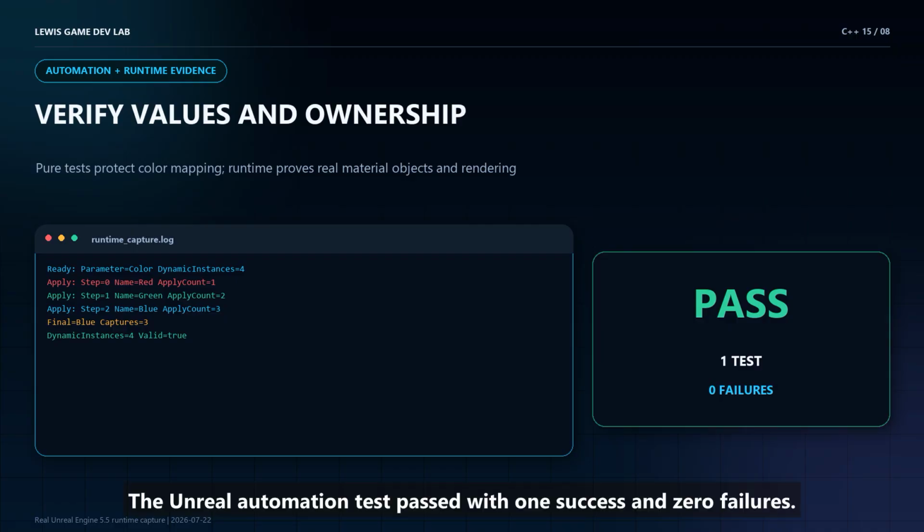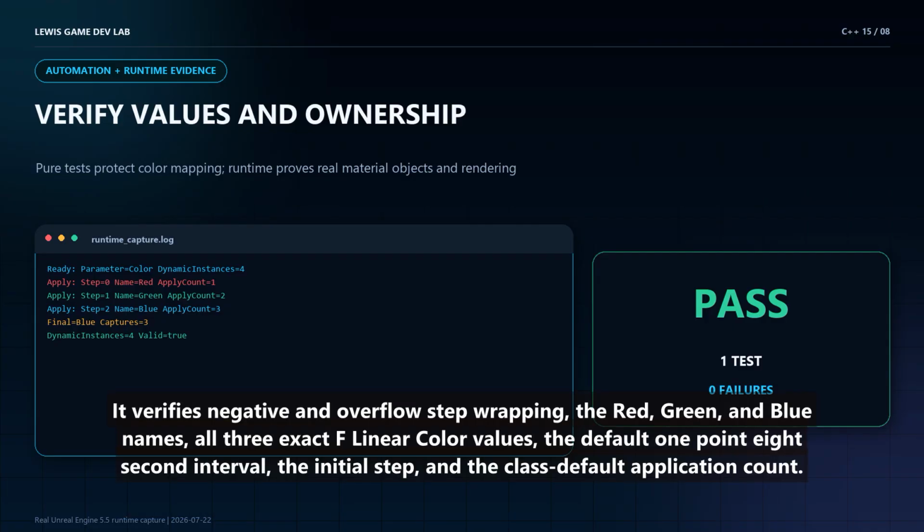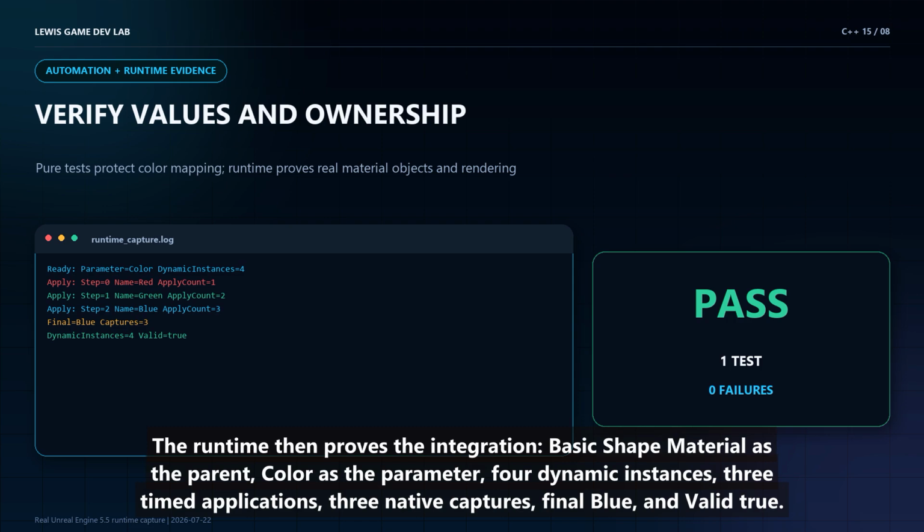The Unreal automation test passed with 1 success and 0 failures. It verifies negative and overflow step wrapping, the red, green, and blue names, all 3 exact FLinearColor values, the default 1.8 second interval, the initial step, and the class default application count. The runtime then proves the integration: basic shape material as the parent, color as the parameter, 4 dynamic instances, 3 timed applications, 3 native captures, final blue, and valid true.